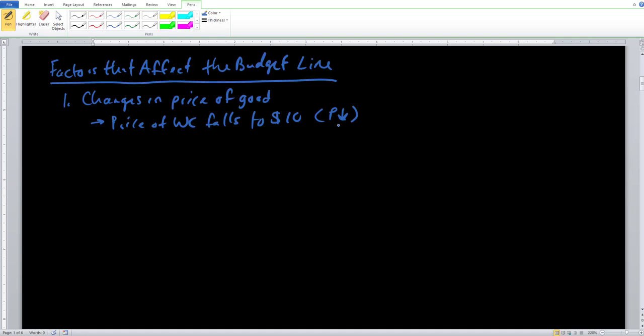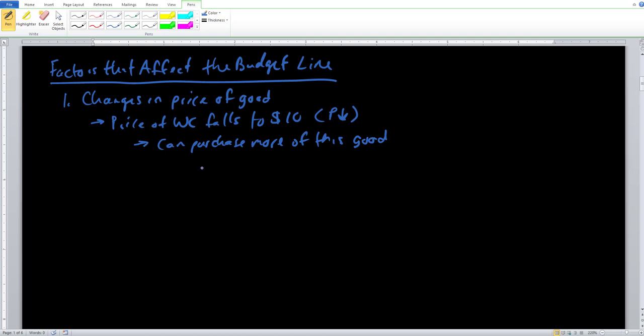So what does this mean for you as a consumer? It means that you can intuitively purchase more hours of wall climbing. Hours of wall climbing have gotten cheaper, and you still have the same amount of income, so you can purchase more of this good. With this in mind, what is the maximum amount of wall climbing hours you can buy now? Before, we only had 2.5, but now, because the price has essentially halved, you can purchase double the maximum amount of hours of wall climbing.